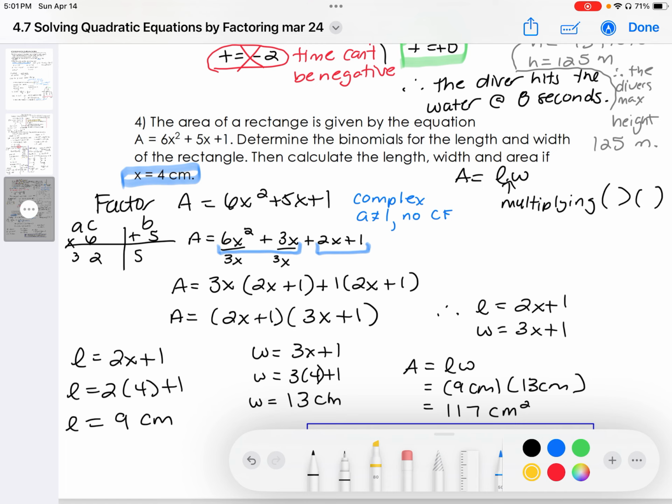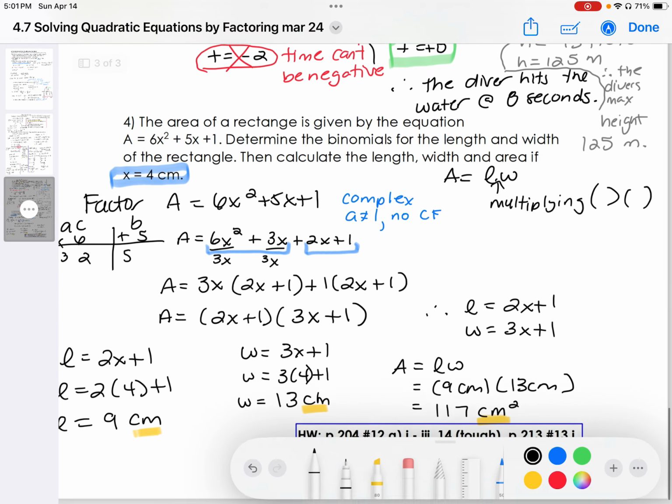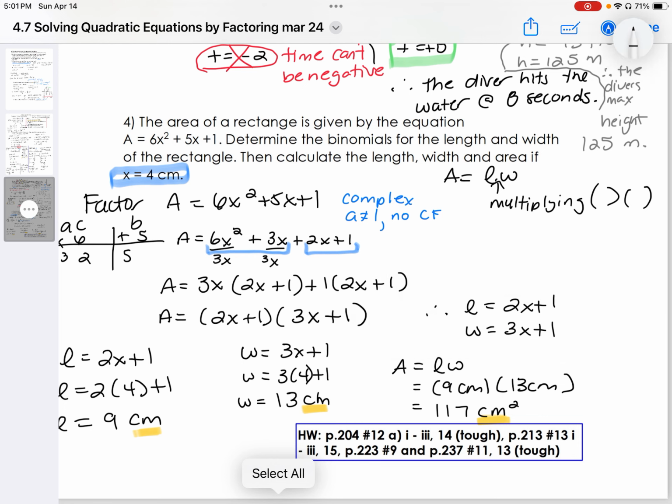And again, you could have done this the other way around, calling the length 3x plus 1 and the width 2x plus 1. That doesn't matter. Okay, so give some of these questions a try. They're all different kinds. Yes, some of them say tough. Give those ones a try, okay? And see what you get. Okay, thank you.